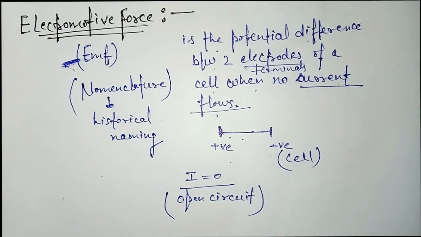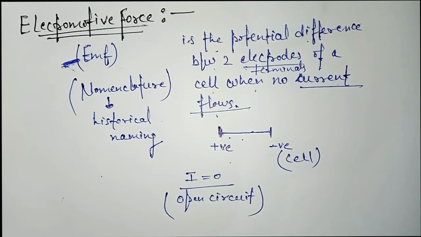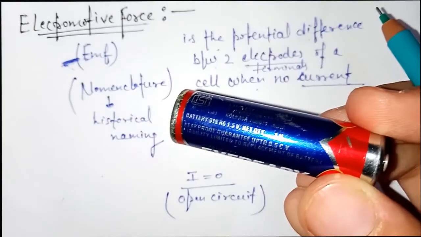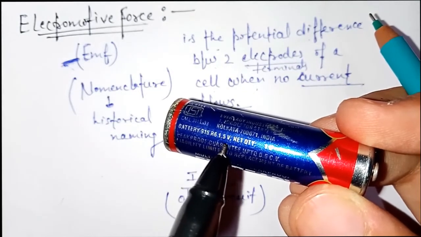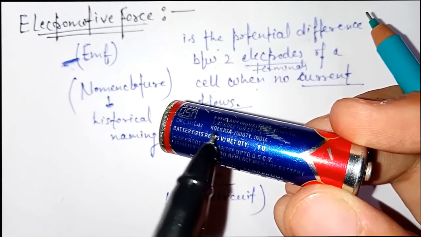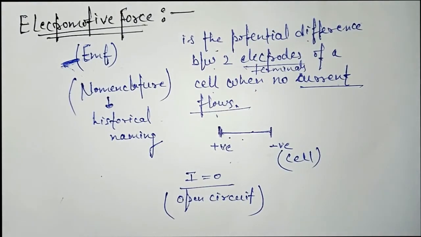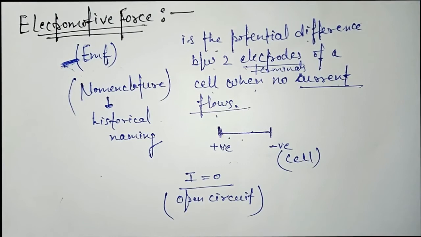When you purchase any new battery in the market, a voltage is mentioned on it. The voltage actually written is the EMF of a cell. Let me show you. See here, you can see that 1.5 volt is mentioned on this cell. Okay, 1.5 V for volt. Here 1.5 volts means it is the EMF of a cell.